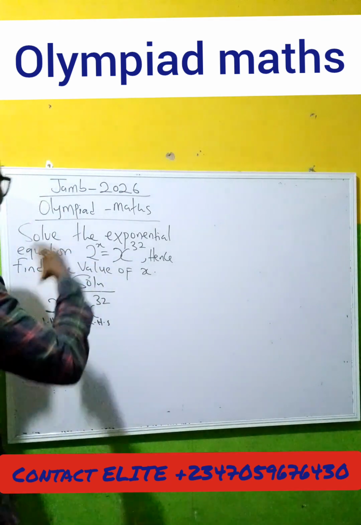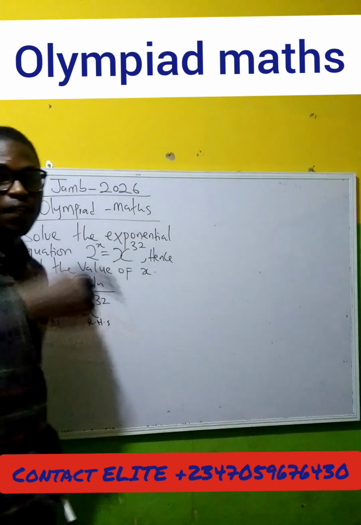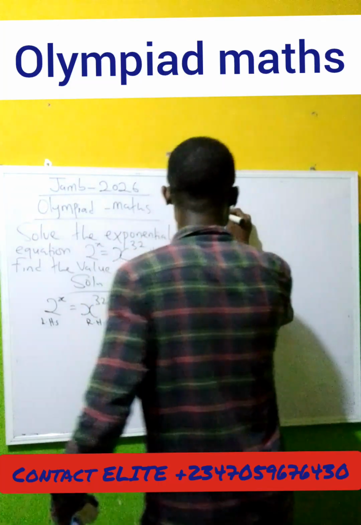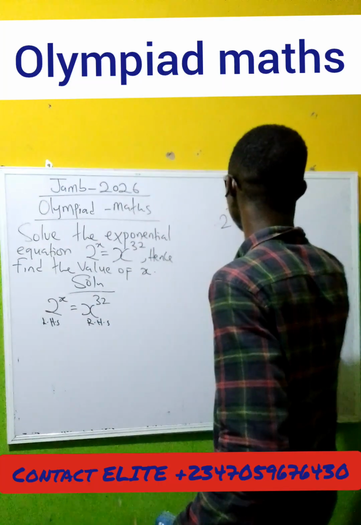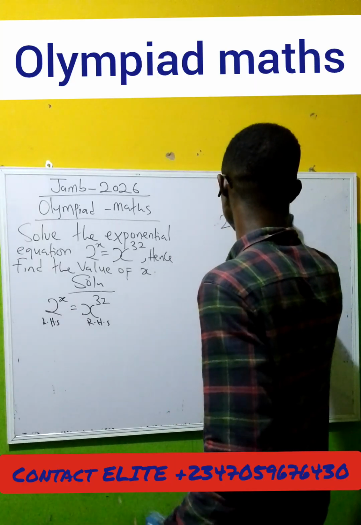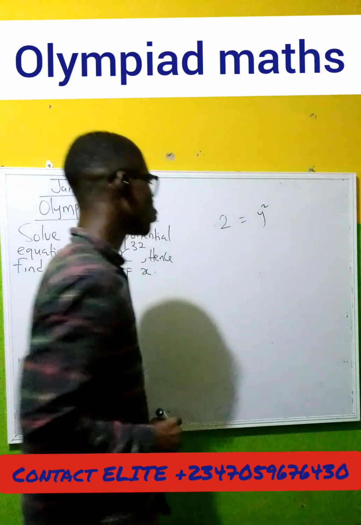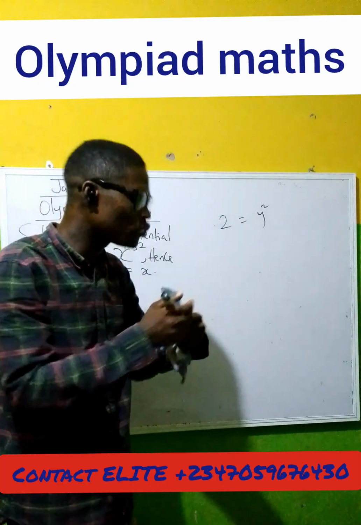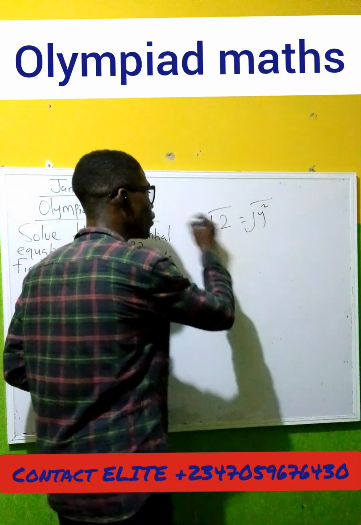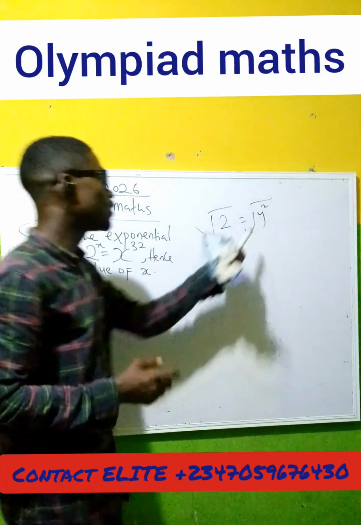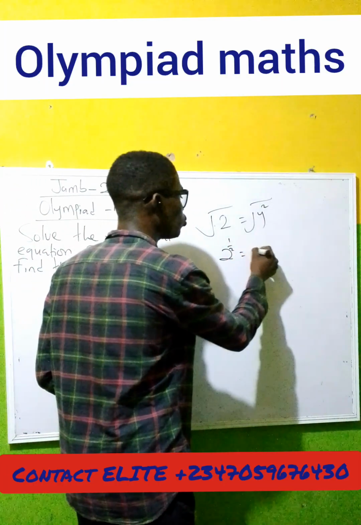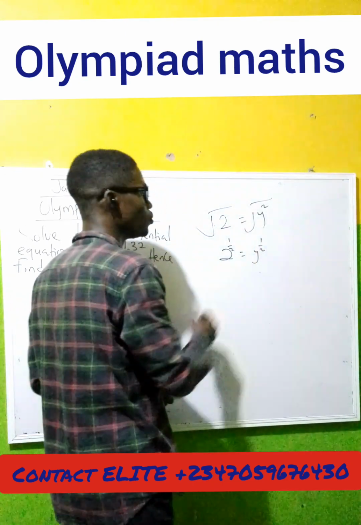We will just multiply the power of both sides by 1 over x. It's just like, for instance, you have y raised to power 2 equals 2. If I ask you to find y here, what do you do? You square root both sides. Square root means raised to power half. So 2 raised to power half equals y raised to power half of 2. Do you understand?